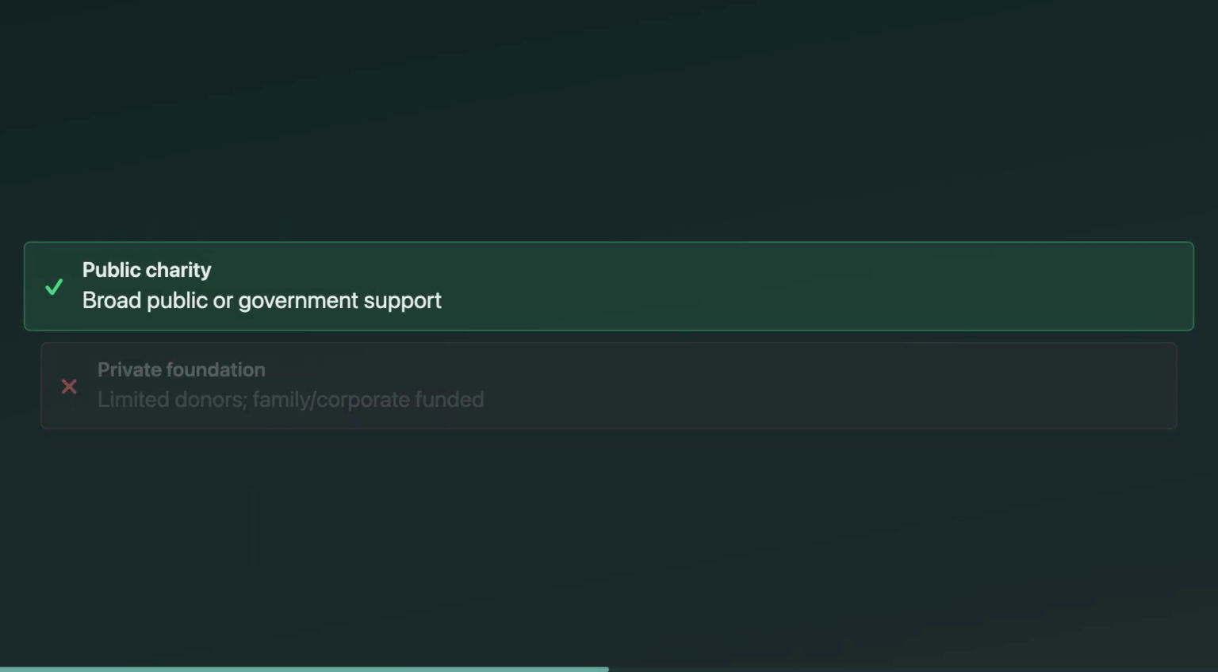For everyone else, classification usually turns on where the money comes from. Public charities have broad public support: lots of donors, fundraising events, and sometimes government support. Private foundations have limited support, like one family, one corporation, or a tight donor group. The exam will describe the funding sources and you label it. Broad support equals public charity. Limited sources equals private foundation.